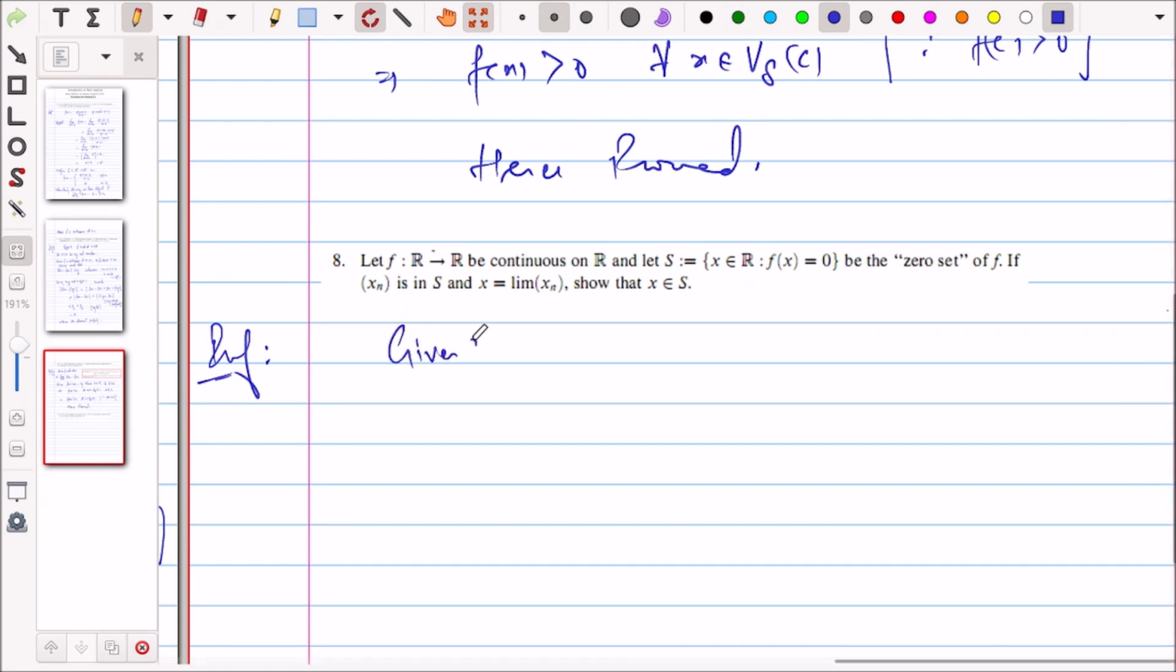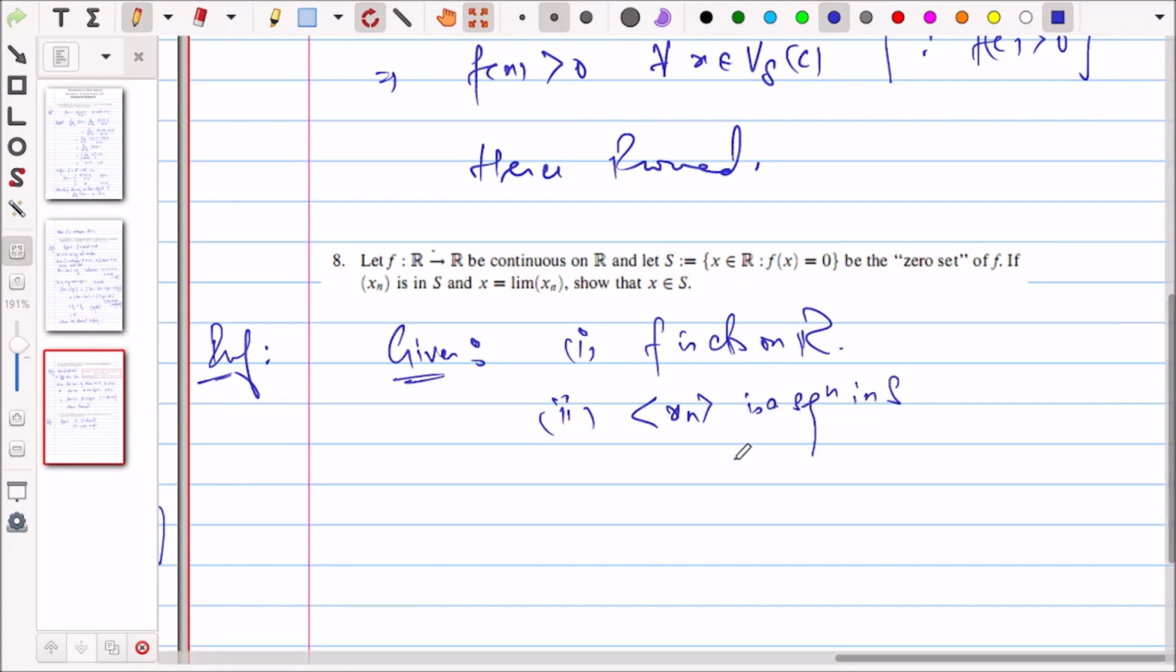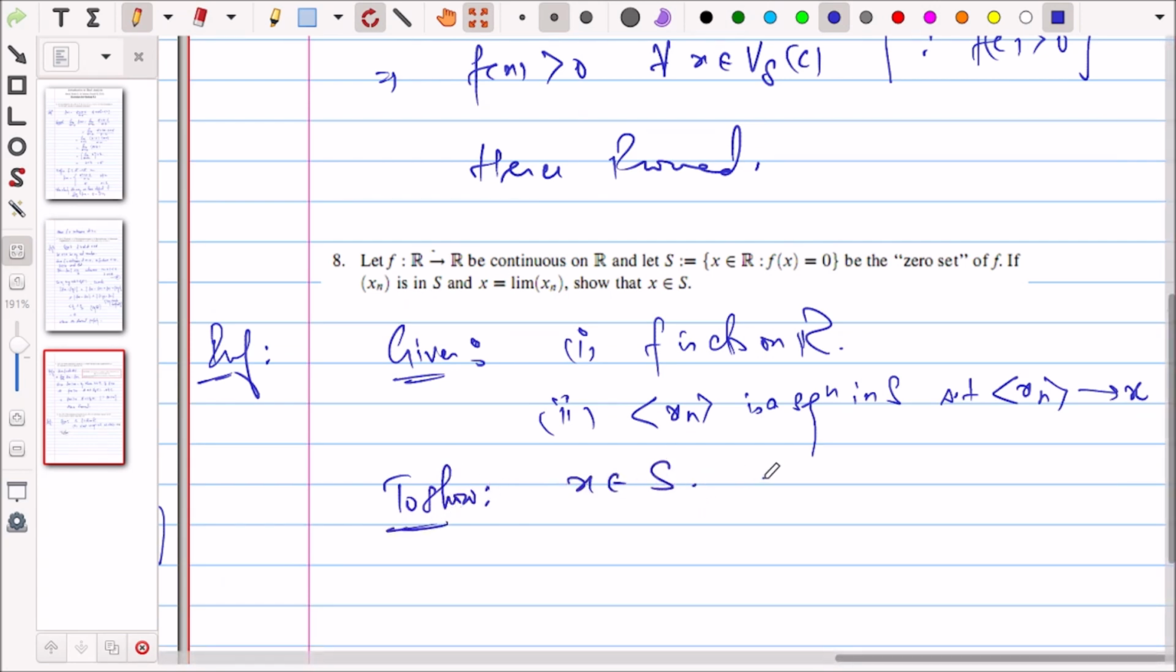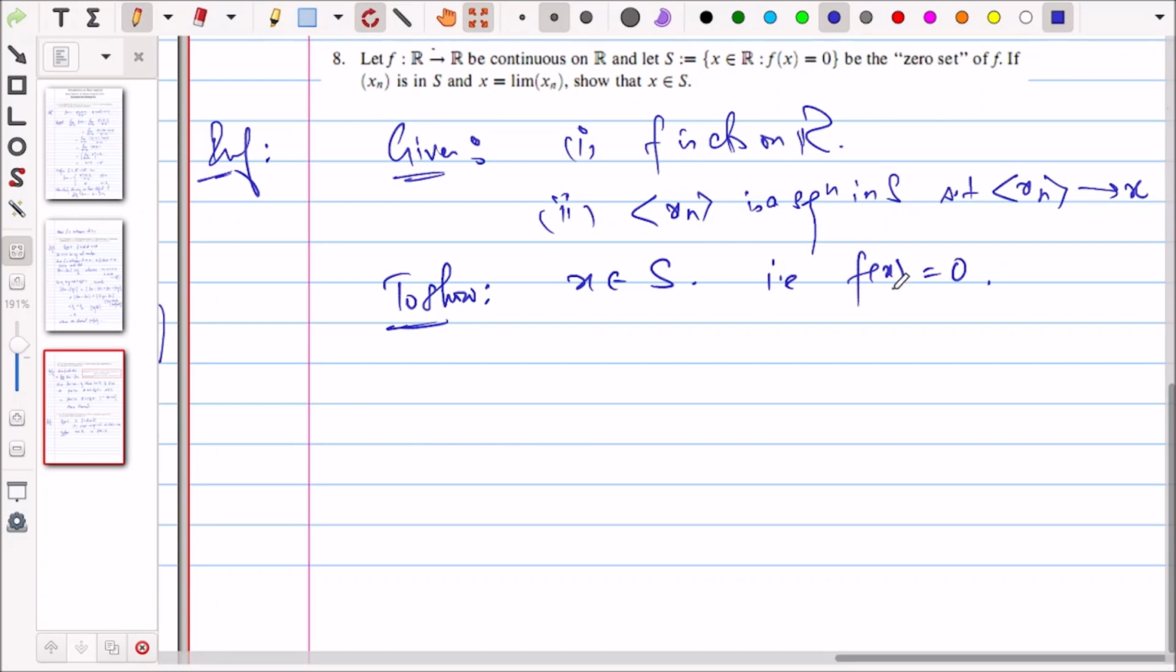So what are we given? We are given first f is continuous on R, and second x_n is a sequence in S such that x_n converges to x. We have to show x belongs to S, that is we have to show f(x) is equal to 0. So this we have to show, right? Because any element in S has to satisfy this property that f at that point should be equal to 0. So we have to show this now.